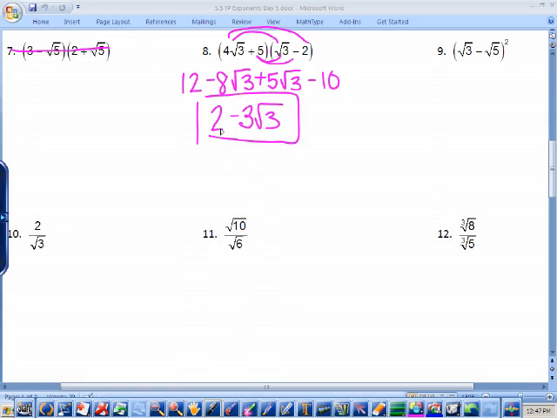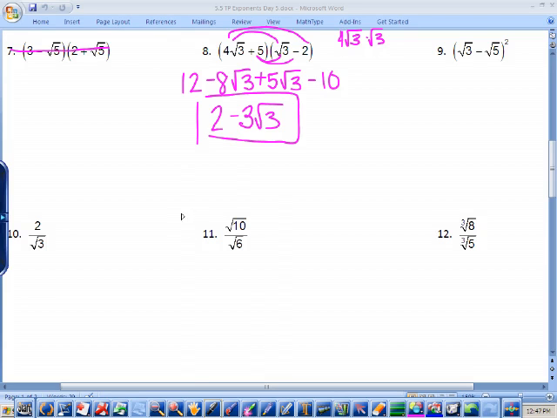Questions on number 8? Wait, so when you distributed, did you do the full radical of 3 all together? Uh-huh. Are you confused on this 12? Yeah. Okay, so this is 4 root 3 times root 3. What's root 3 times root 3? 3 times the 4. Okay?